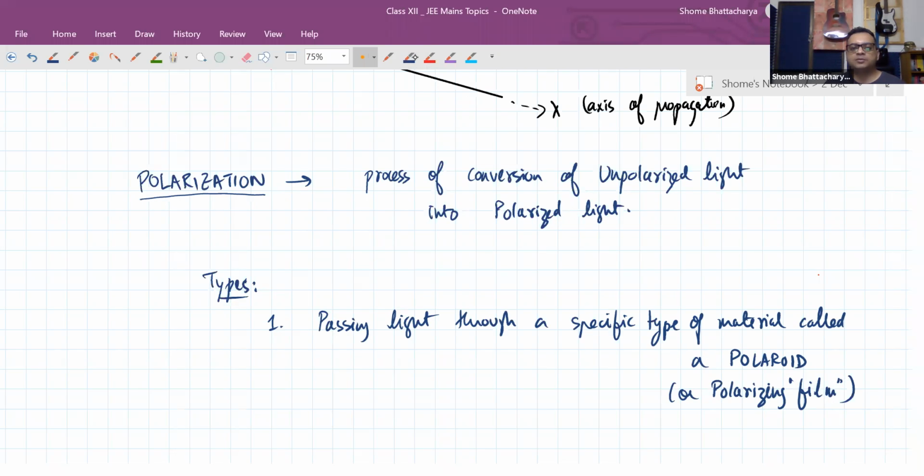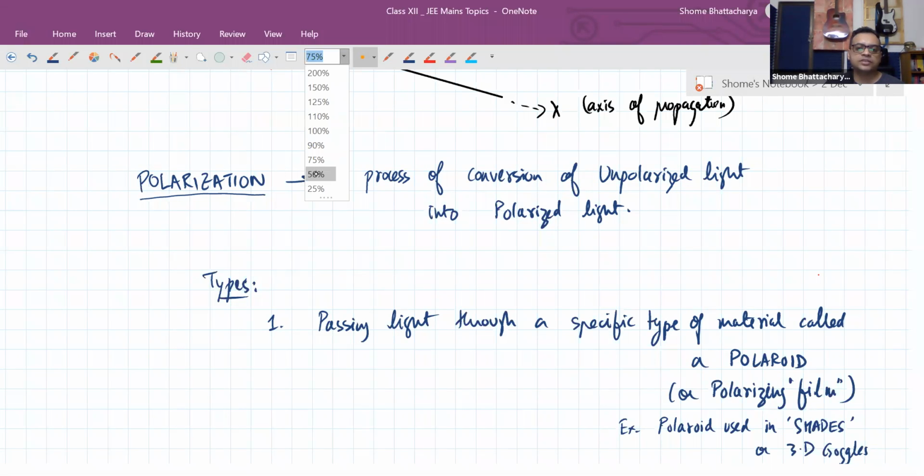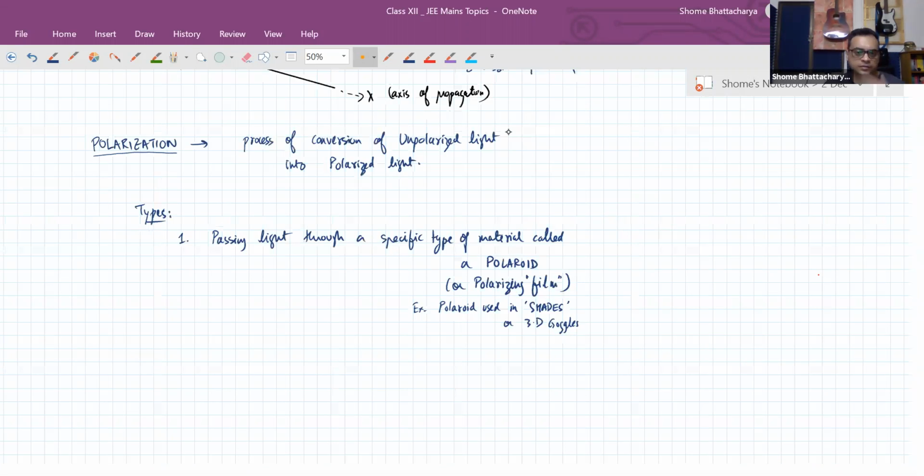Okay. For example, the type of thing that is used in shades, okay, or 3D goggles even. So these are artificially created materials which have this effect on light or polarization. Polaroid camera works partly on the principle of polarization. So yes, it has a Polaroid filter along with the lens.